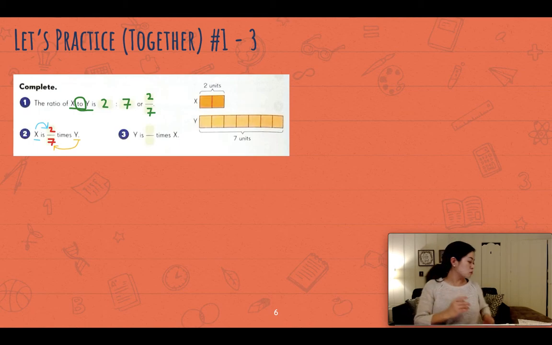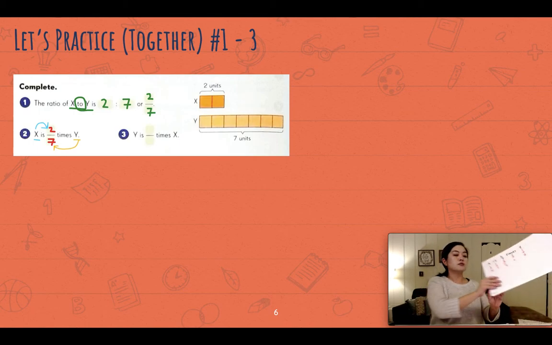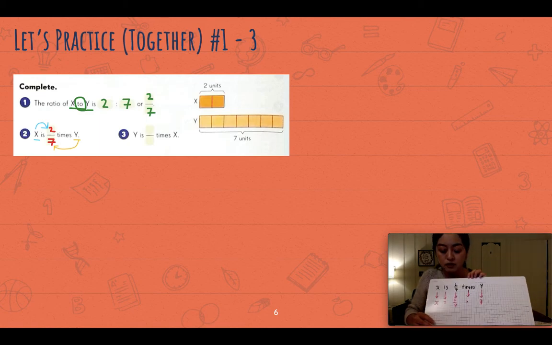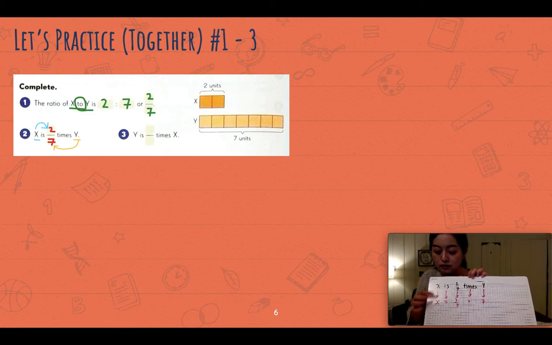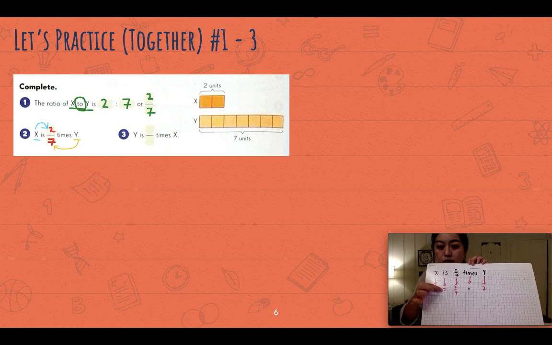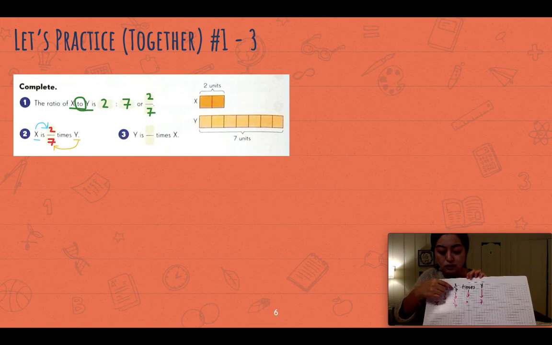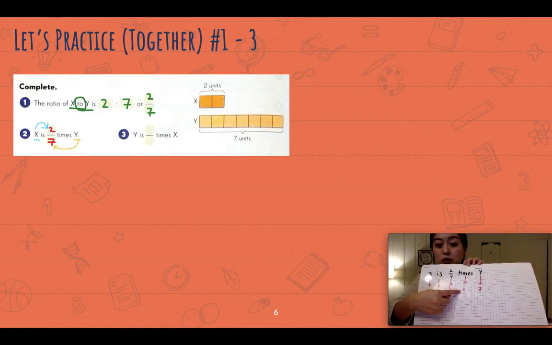Okay, and let's see why. If we see here, x is 2/7 times y. So I'm going to try to understand this to see why it's true. x is just x. "Is" means I'm just going to write it as an equal sign. 2/7, I'm going to keep it as my fraction. Times, I'm going to write a multiplication sign.